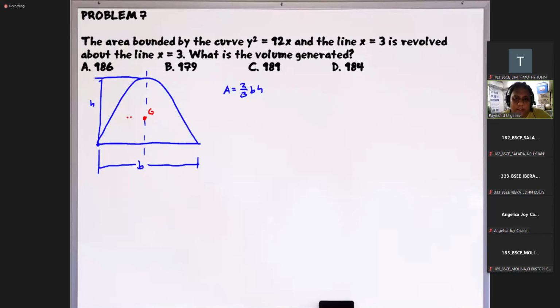And pag mineasure natin to, mula sa base ng parabola, this is just given by, so 3/5. Tama, 3/5? Not 3/5. This is 2/5 ng height. Okay? So again, yun yung tatandaan nyo pagdating sa parabola.